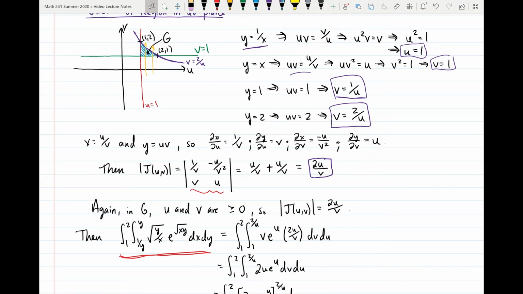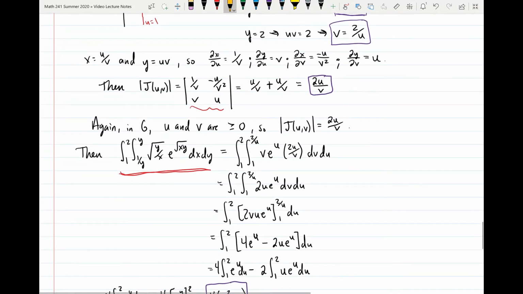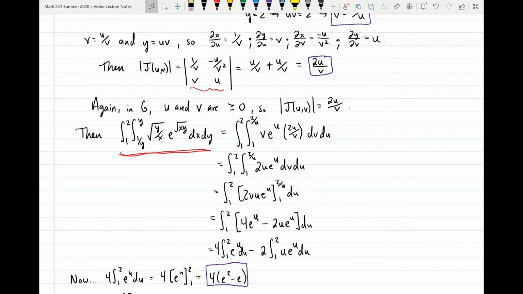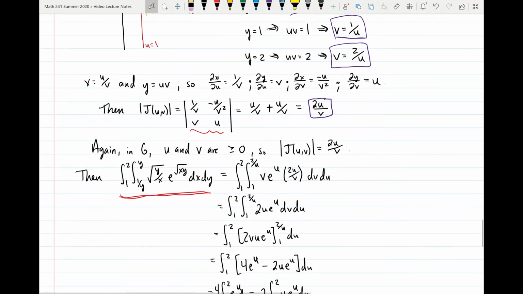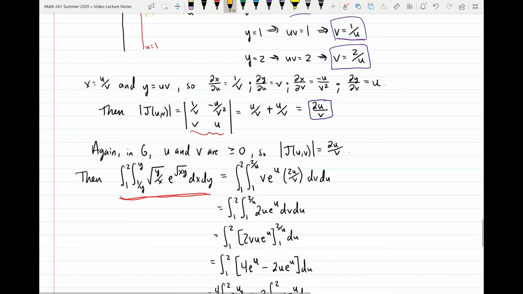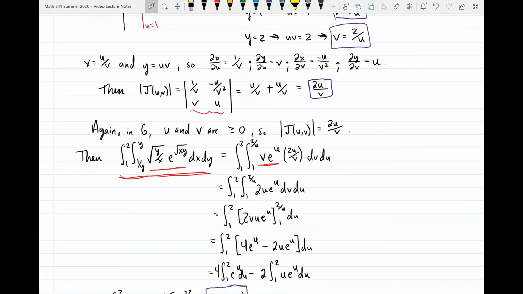And then for the limits of integration for u, we see that the region starts at u equals 1 and it ends at u equals 2. So we have 1 as the lower limit and 2 as the upper limit. And finally, we take our function, this square root of y over x monstrosity over here, and we can rewrite that function in terms of u and v. So that's just v times e to the u based on how we defined v and u. And we multiply by the Jacobian, which is 2 times u divided by v.